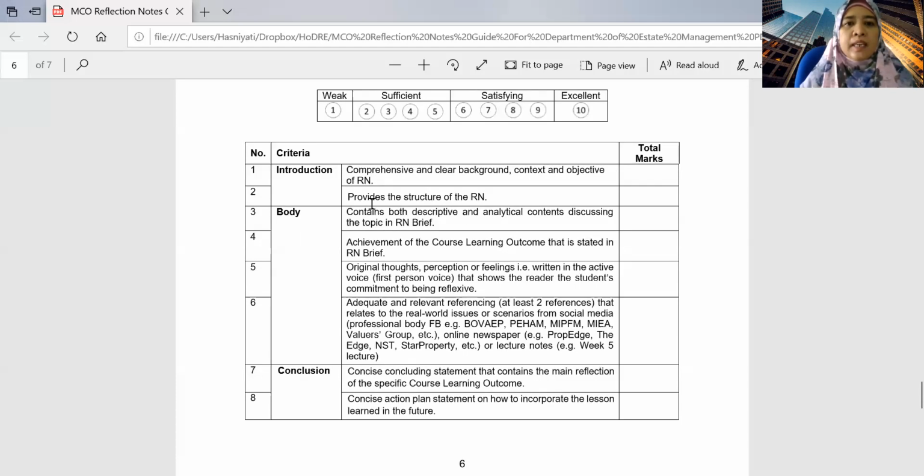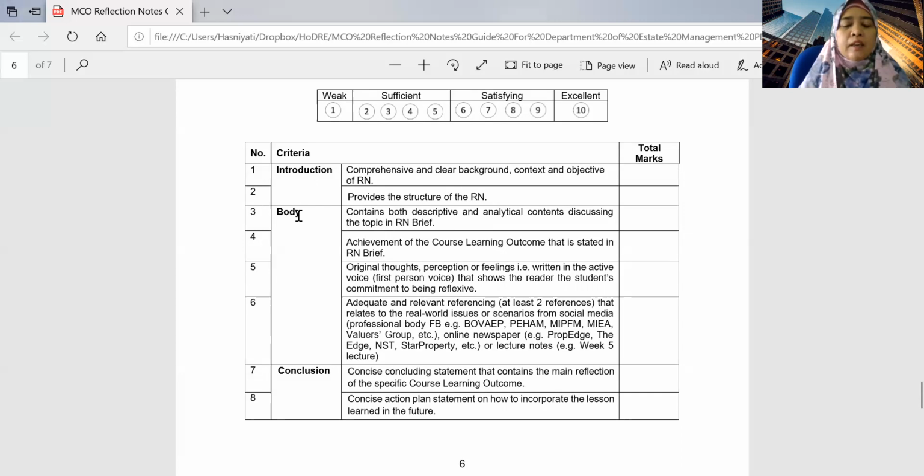For instance, the introduction also provides the structure. Like I said before, you outline. Firstly, I will discuss this. After that, or subsequently, I am going to discuss that. Next, I am going to provide an explanation on this. Finally, I will conclude this note with that. So that is the structure of the reflection notes.